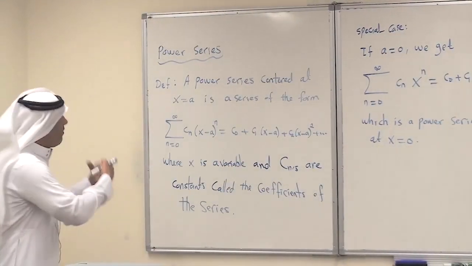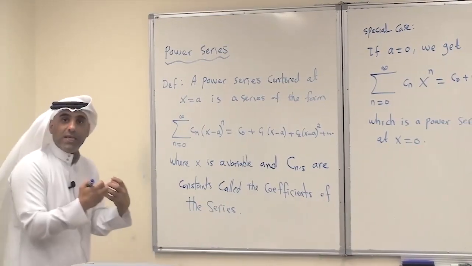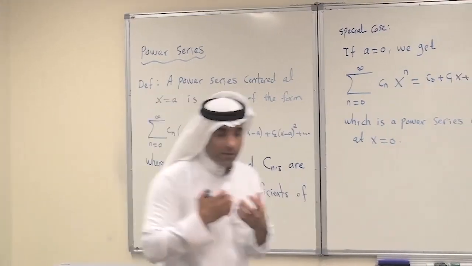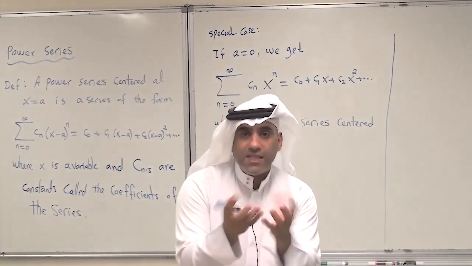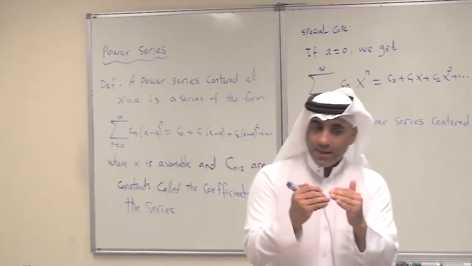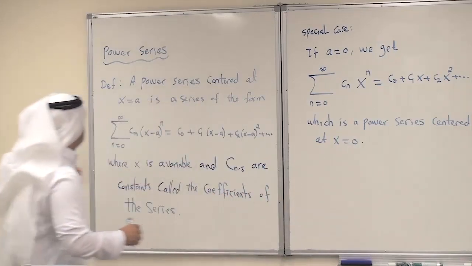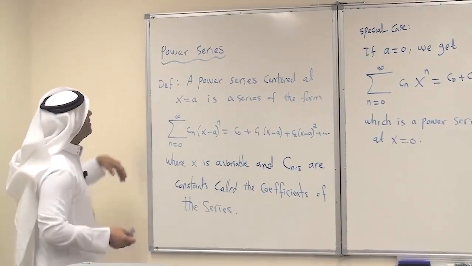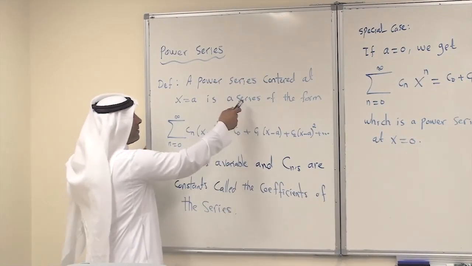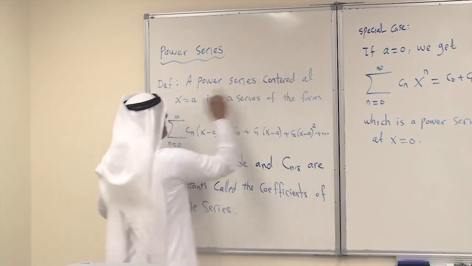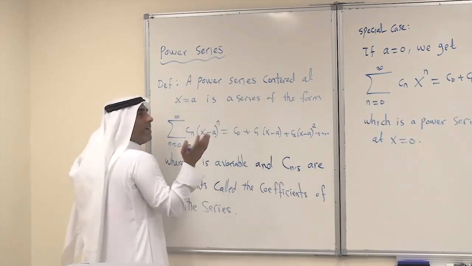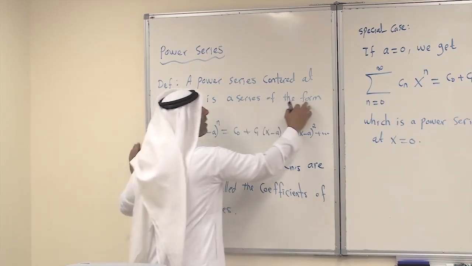What is the meaning of power series, and when is a power series convergent? That's our target in this talk. So what does it mean, a power series first? Then, when it is convergent, that will be done in this talk. The definition says a power series centered at x equal to a is a series of the following form.